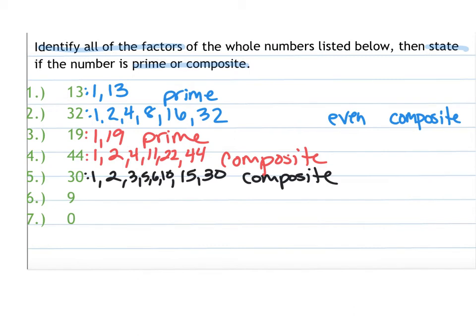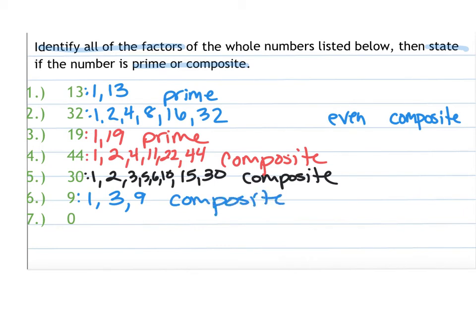9, that's 1 and 9. This is one people get mixed up for a prime a lot because it has few factors, but it still definitely has more than 2. 1 times 9, but then also 3 times 3. So that is a composite.